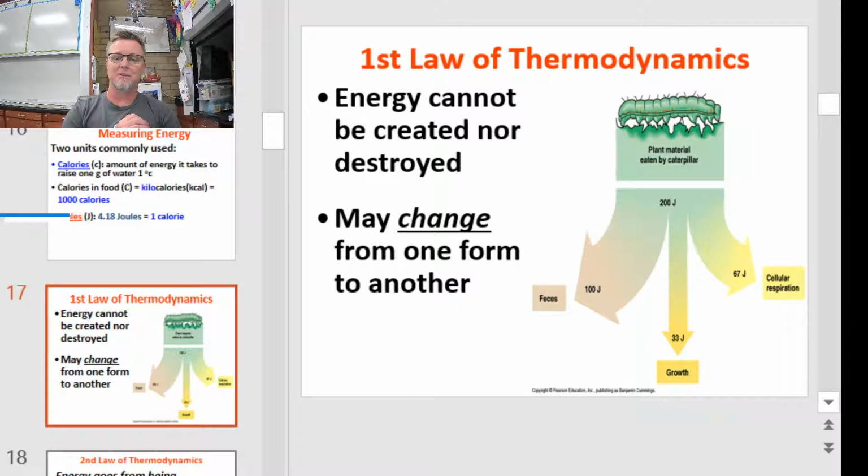That brings us to the laws of thermodynamics. Now, hopefully you remember these, but if not, here they are in note form. The first law of thermodynamics basically says energy cannot be created nor destroyed. So there's no way for us to create energy. It simply changes state or changes form from one to the next.